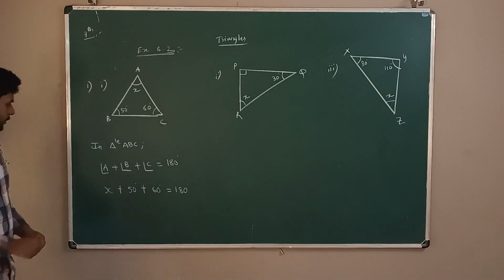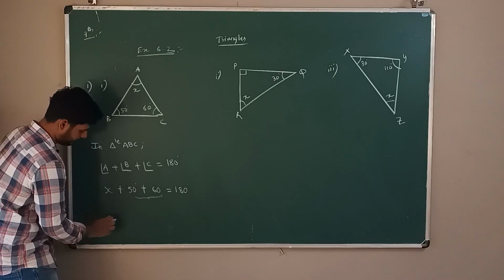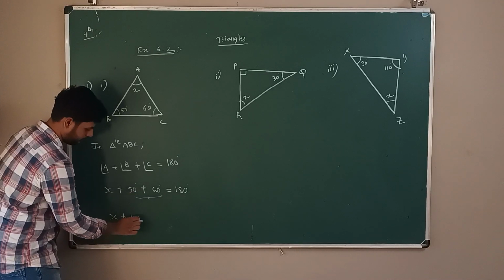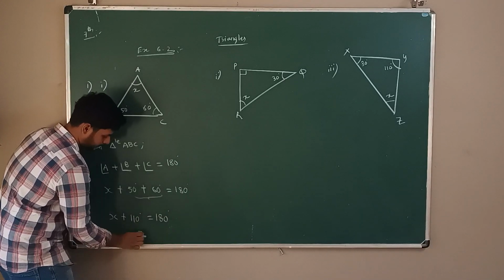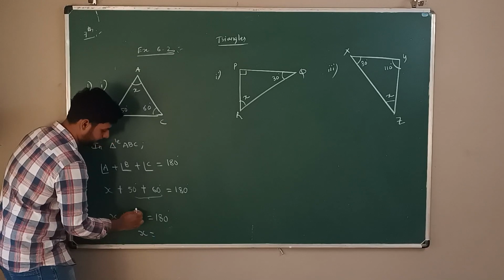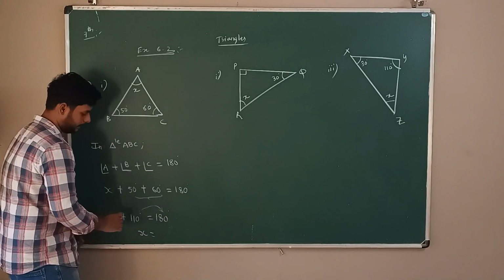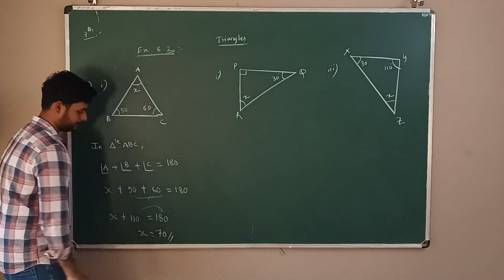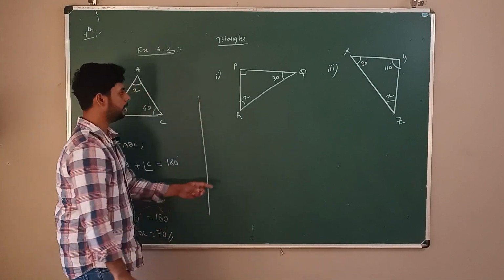Okay, next. 50 plus 60, how much will you get? X will be as it is, because that only I am searching. 50 plus 60 plus X is equal to 180. X is equal to 180 minus 110. This will go here. 180 minus 110 is 70. I will write directly, I don't have space. Understood or no? Now, can you tell me the answer of this?